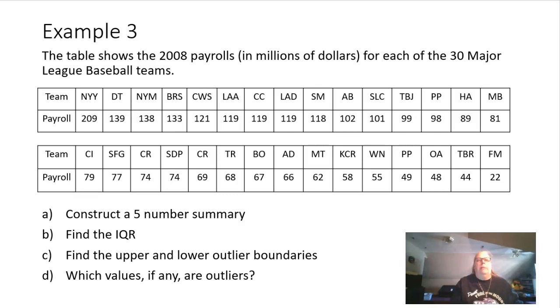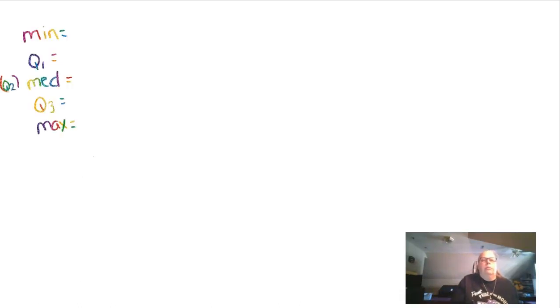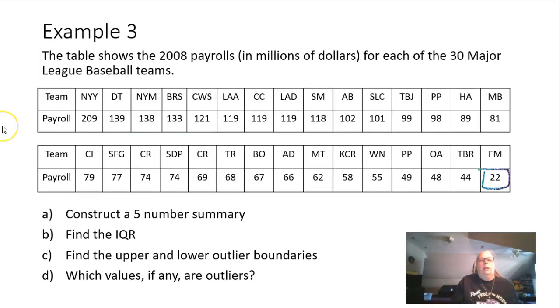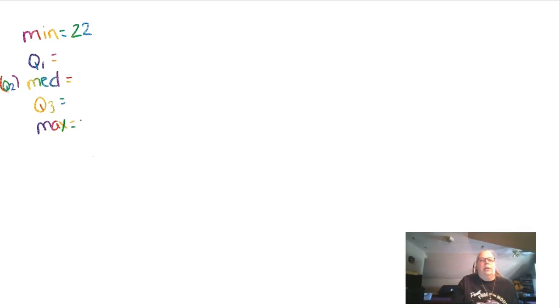All right, let's go back and look. The salaries have already been arranged for us, and they are in decreasing order. You can see going down from 209 to 81, and 79 here down to 22. So our minimum value can be found right here at 22. That is the lowest number in our data set. And our maximum value can be found right here at 209. That is the largest number in our data set.